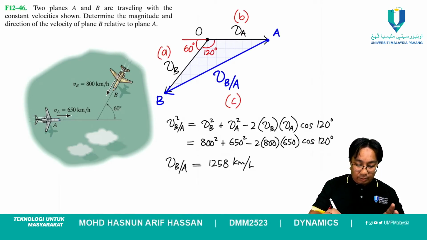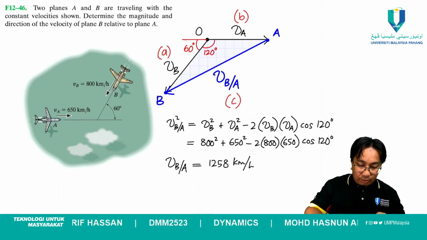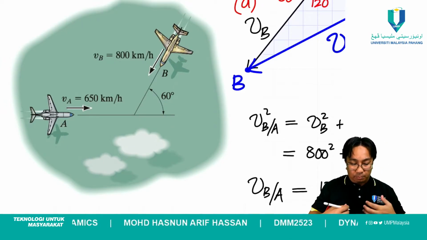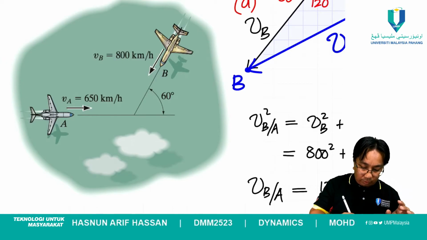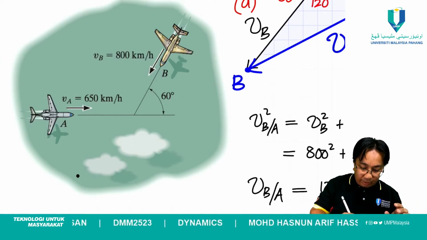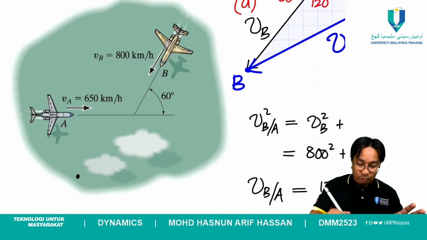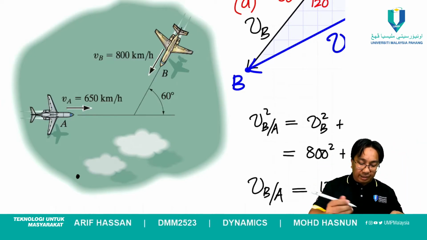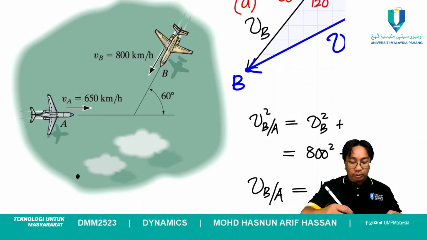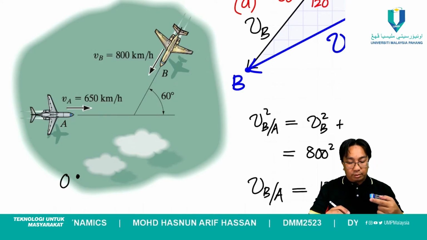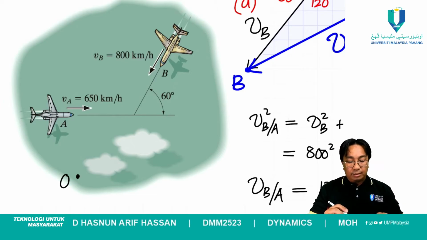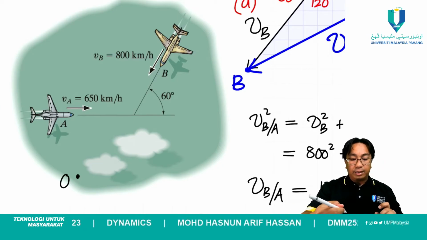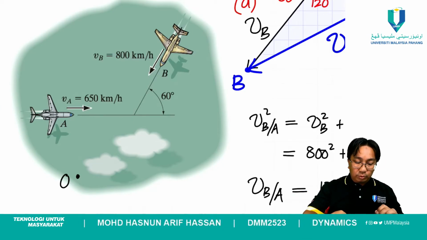Let's say you are standing here, although it is not logical for you to stand in the sky, but let's say you are standing here at point O, so you are observing the plane A traveling at 650 km per hour and the plane B at 800 km per hour.